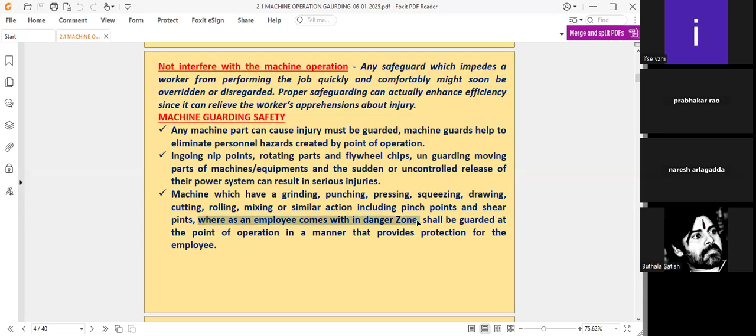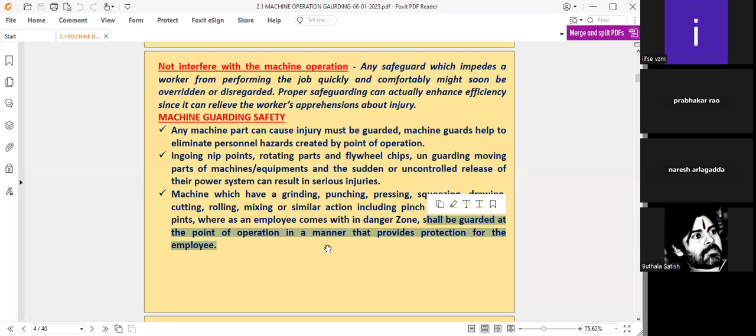Otherwise, you should be guarded at the point of operation in a manner that provides protection for the employees. Therefore, with all the running equipment where the employees are exposed to many dangerous zones and many hazards, unexpected things happen. Therefore, safety measures shall be taken care of while putting the machine guard in place.